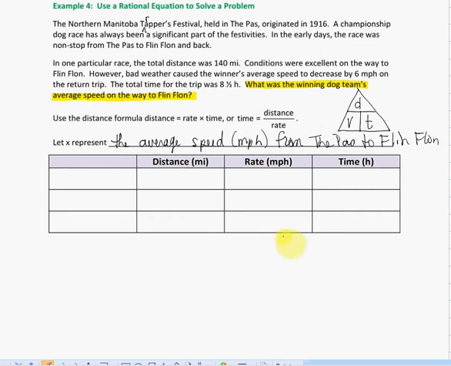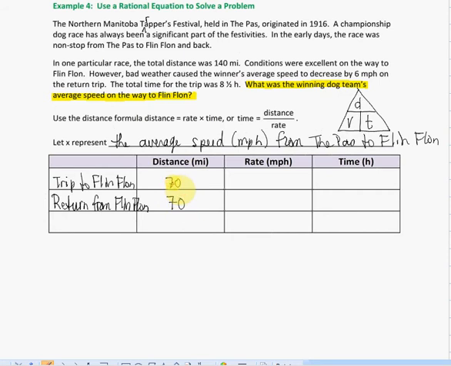Okay, now once again, it's helpful to have a chart to help organize your information. There are two parts to this trip. There's the trip to Flin Flon, and there is the part of the trip which is the return. You're going to use the information from the word problem to fill in the chart. The total distance was 140 miles, so that means you're going to go 70 one way and 70 the other.